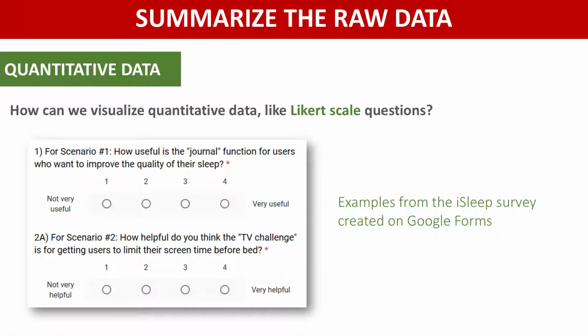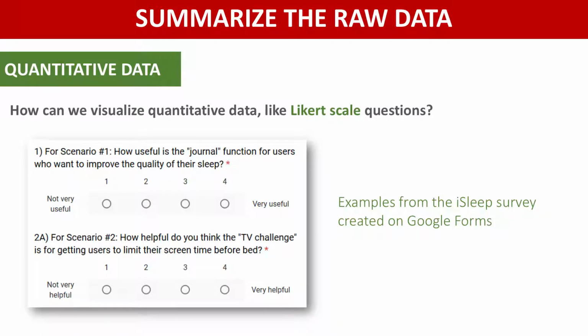How can we visualize quantitative data? For instance, like the Likert scale questions that we discussed last class. Here you can see examples that come from the iSleep survey that I created on Google Forms. The first question was asking about scenario 1. How useful is the journal function for users who want to improve the quality of their sleep? And I created a Likert scale with anchors not very useful that go all the way up to number 4 for very useful.